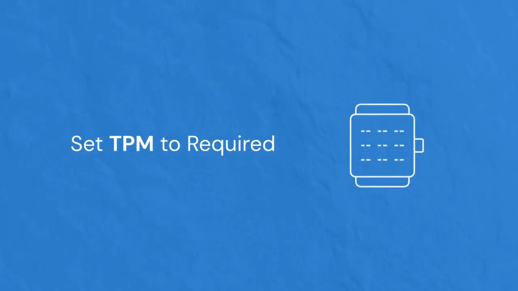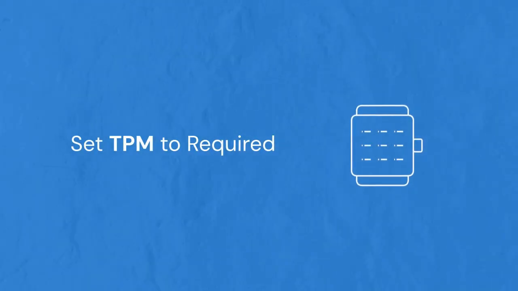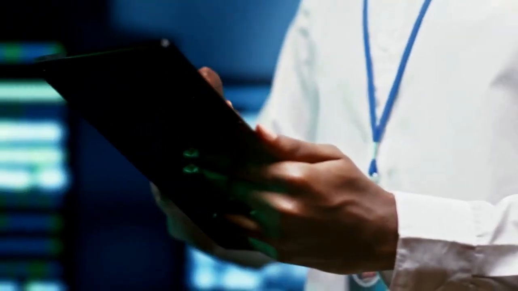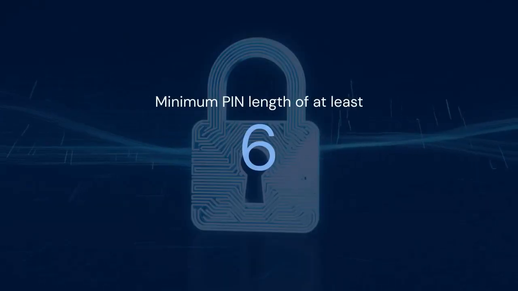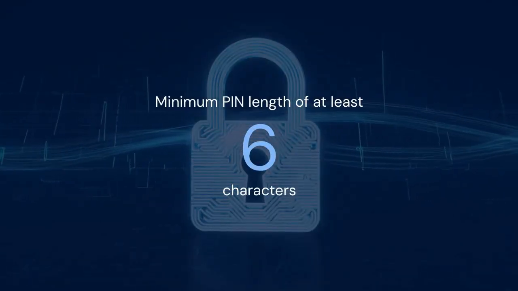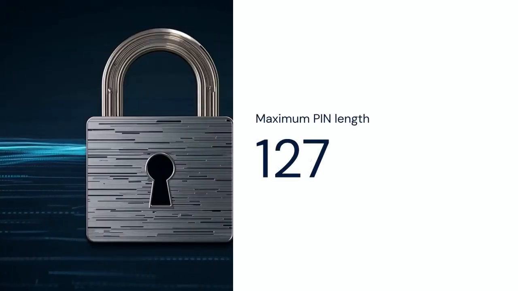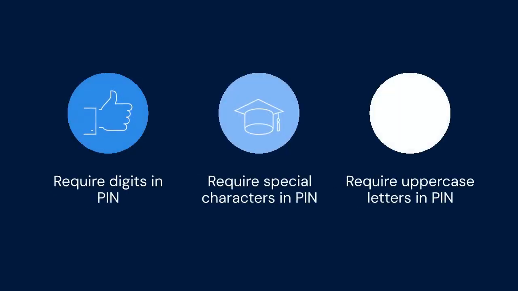For Use a Trusted Platform Module, TPM, we highly recommend setting this to Required. TPMs provide an extra layer of hardware-based security. Set a minimum PIN length of at least 6 characters, or even higher for better security. The maximum PIN length can be set to 127. You should enable options like Require lowercase letters in PIN, Require uppercase letters in PIN, Require special characters in PIN, and Require digits in PIN to enforce strong PIN complexity.